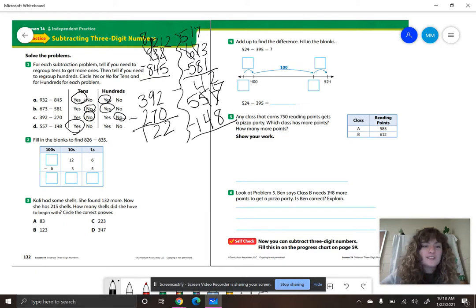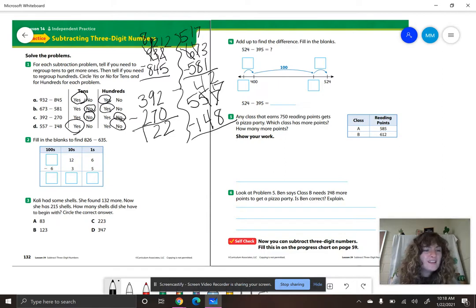No. So Smarties, when we see problems like this, when it wants us to circle yes or no or true or false, sometimes we can't just look at it. We need to work it out. All right, let's move on to number 2.